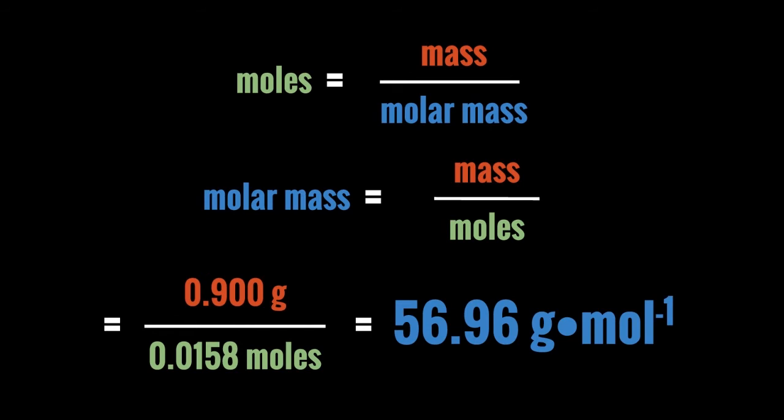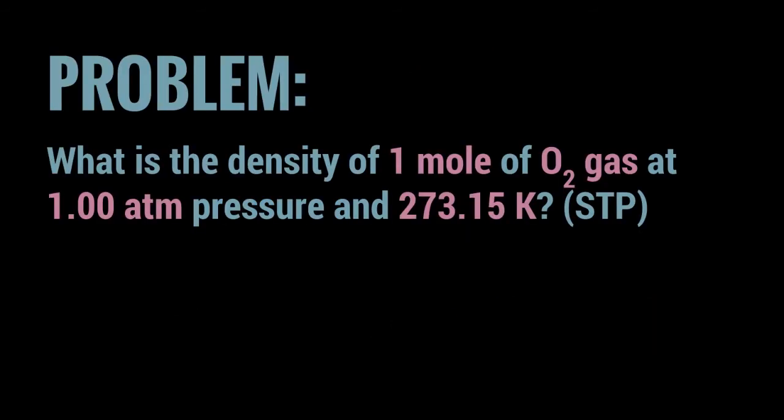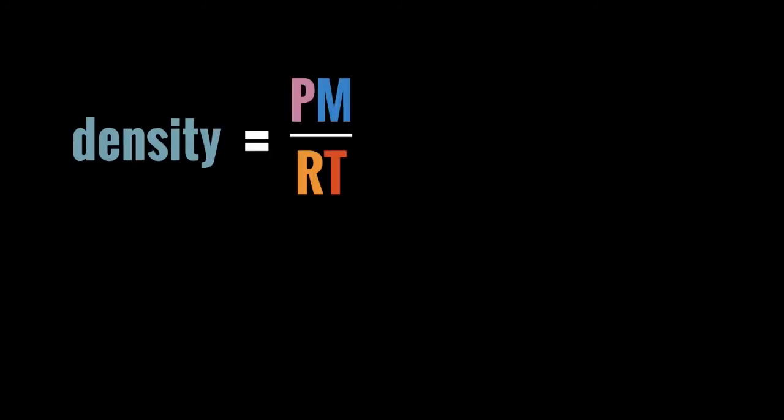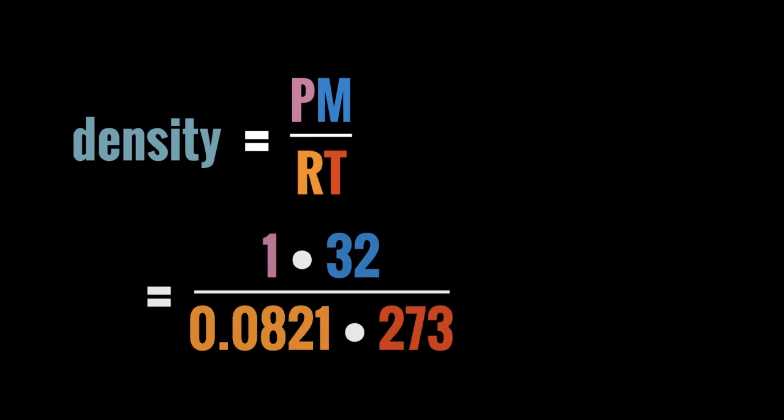Problem solved. Nice. So, all right, we have another problem, a little more interesting problem here. We want to find the density of 1 mole of O2 gas at 1 atmosphere and 273.15 Kelvin. This is also a standard temperature and pressure. All right, so we know for a fact that density equals PM over RT. Remember, we derived this previously in the podcast. Now, we just plug in the numbers: 1 times 32, which is the molar mass of oxygen. If you want to know how we found that out, go to our molar mass podcast.